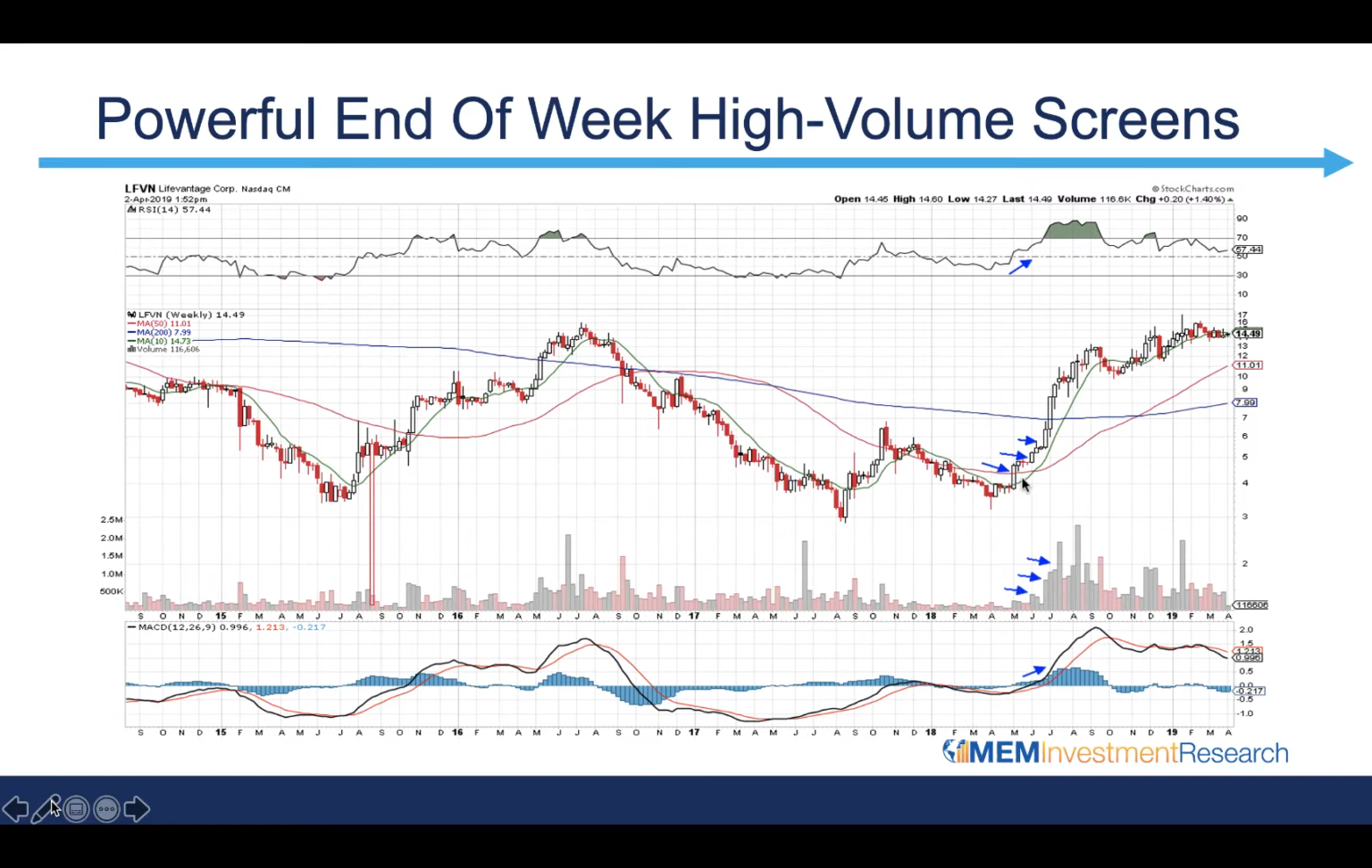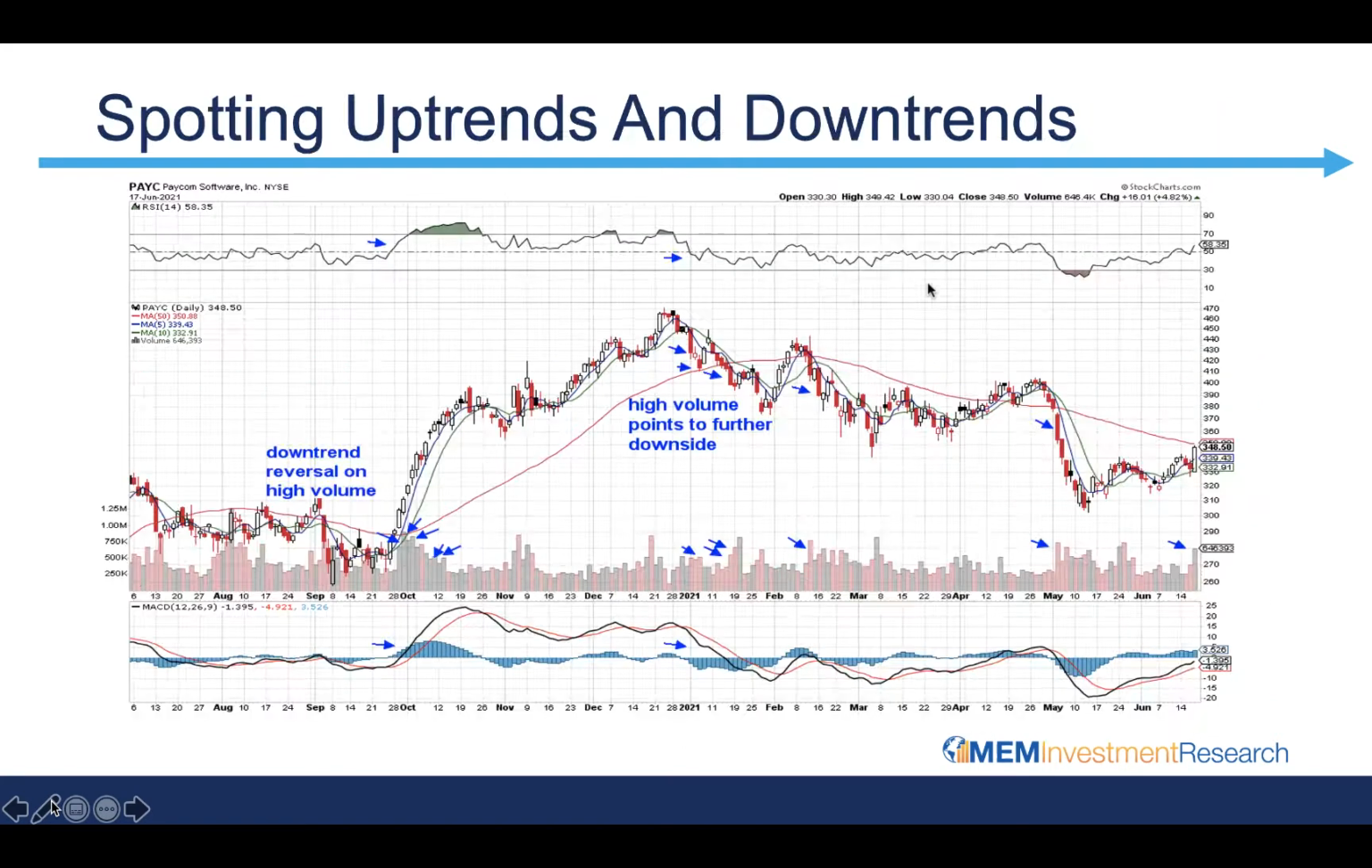Oftentimes there are individuals that may want to wait for that stock to advance above this 200-day simple moving average before entering. But net, you can see that this first weekly advance on well above average volume was that first turning point signal, and the stock did go on for a 300% advance.